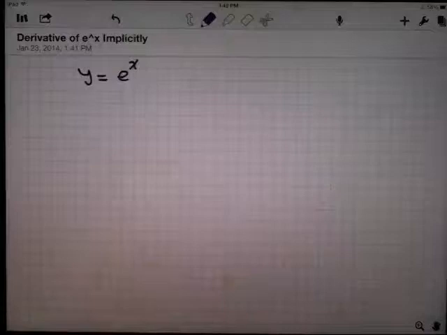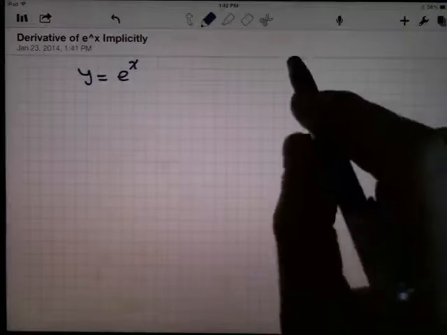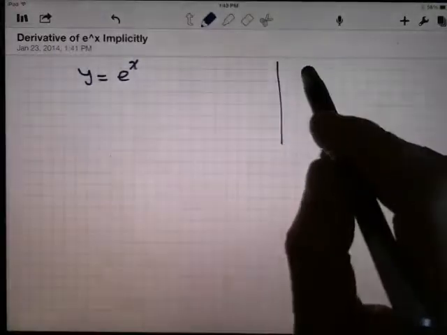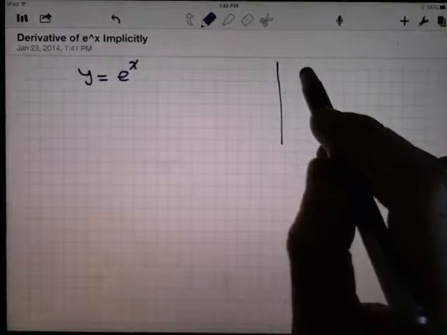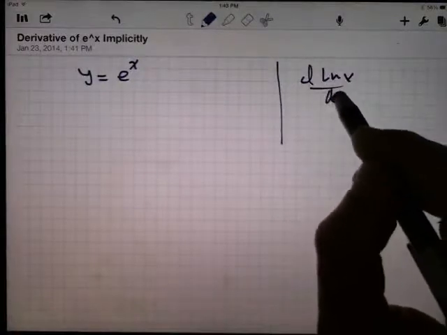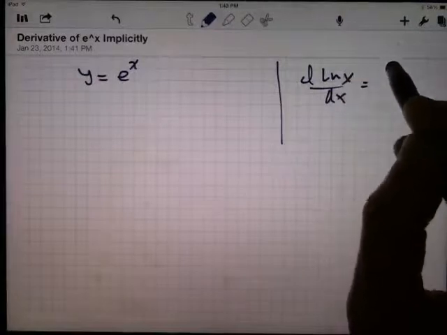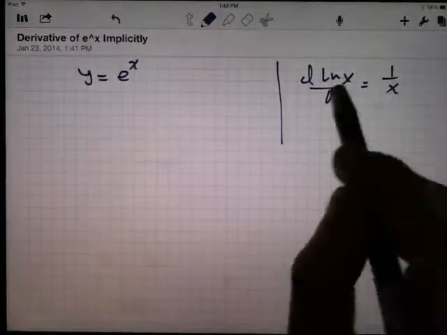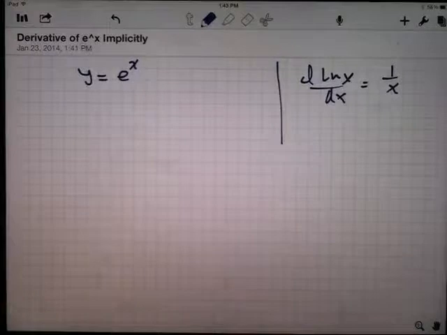I want to take the derivative of e to the x. Now, I already know how to take the derivative of e to the x. It's e to the x, but I want to do it in such a way that shows the inverse relationship. That is, if I know the derivative of its inverse, so maybe I already know what the derivative of the natural log of x is. It's 1 over x. I want to use this information to get this derivative.